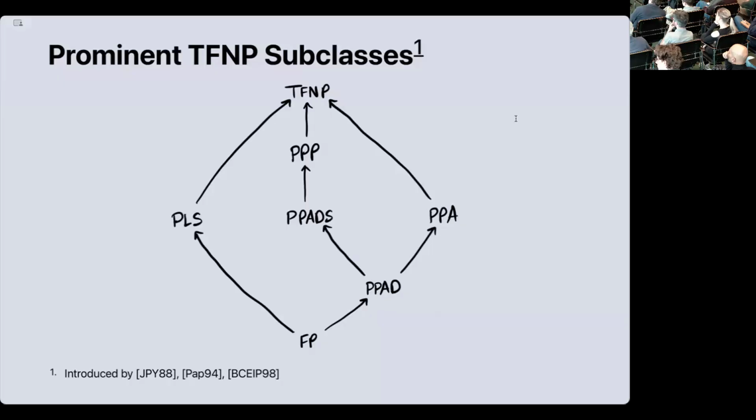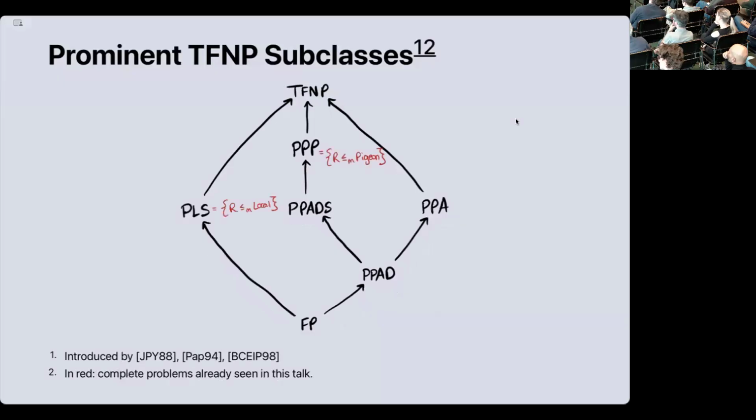And so two of them we've already actually seen, right? So this PLS class on the left, these are just all the problems that are reducible to this local problem I just defined. So PLS stands for polynomial local search, because we're finding a local minima in a graph. And this PPP class is just the class of problems that are reducible to this pigeon problem.